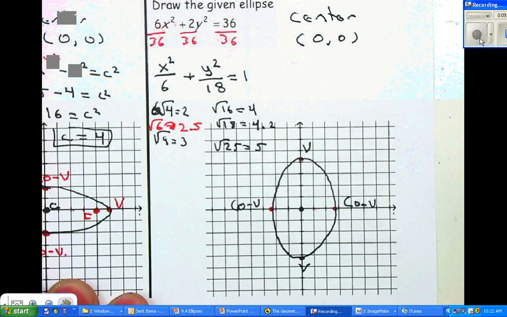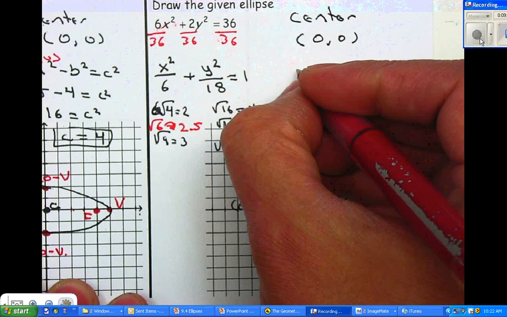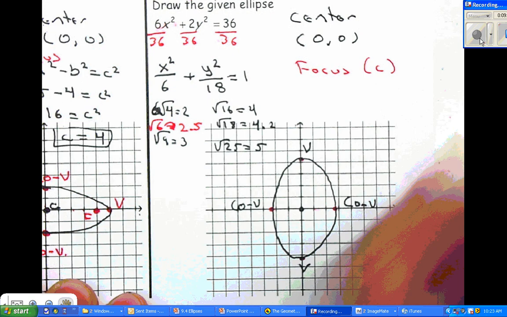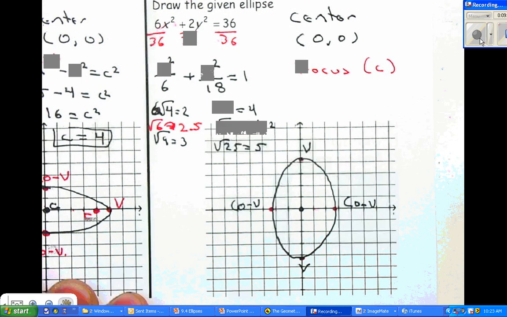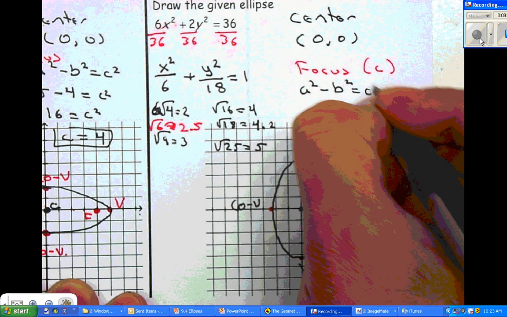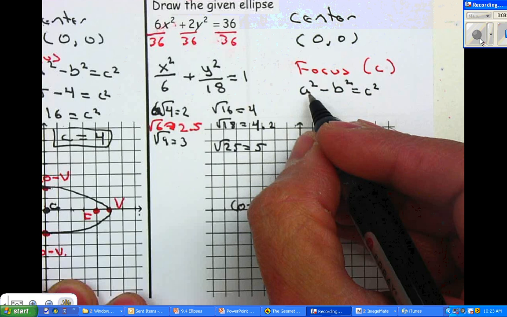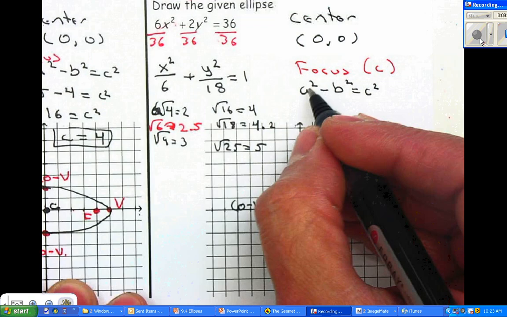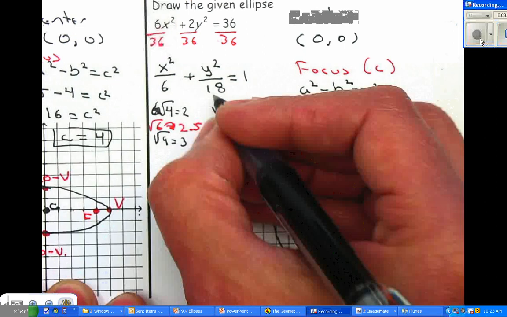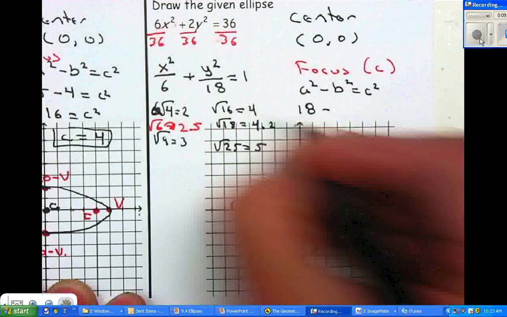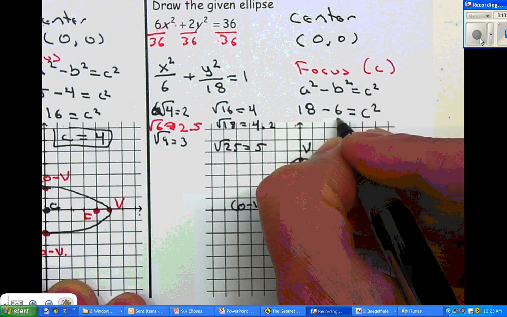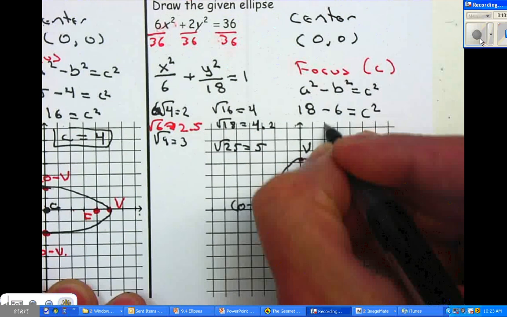Now to find your focus, or your foci, the value of c, we are going to use the same formula, the Pythagorean theorem, but in this case it's going to be a minus. And I'm going to substitute. Remember that you want to substitute the value of a squared, the bigger number, because we are subtracting. So it'll be 18 minus 6 is equal to c squared. This gives us 12 is equal to c squared.